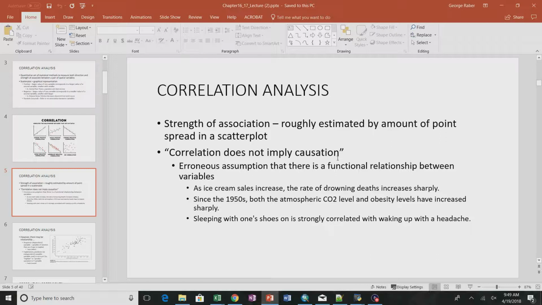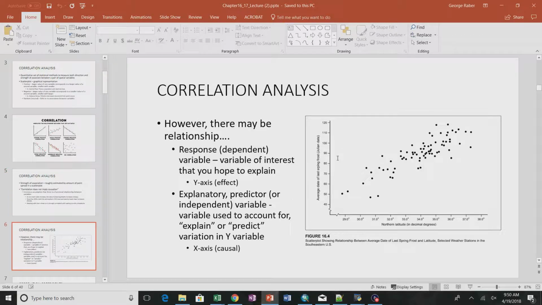And then sleeping with your shoes on is strongly correlated with waking up with a headache, and this is most likely due to some other lurking variable, like working so hard or spending time doing other things that you just forget to take your shoes off, and therefore your head hurts because you're not getting enough sleep or something. Okay. All right. So with correlation analysis, there may be a relationship.